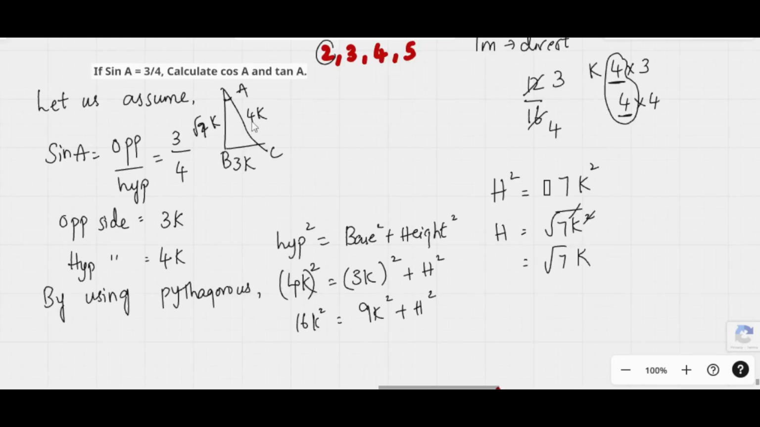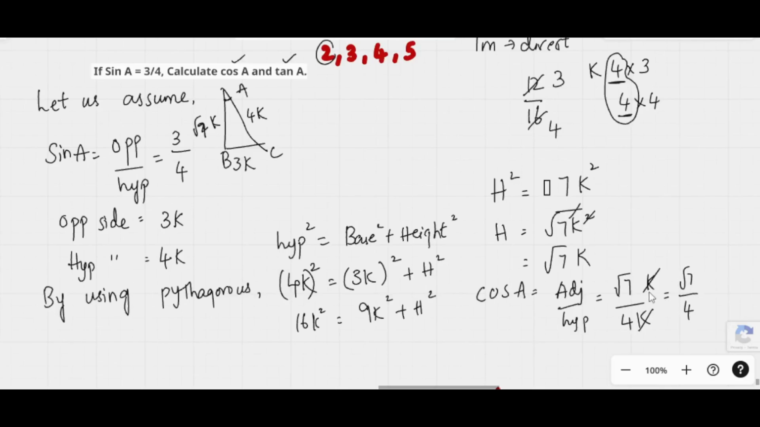Okay, now we know all the three sides and we have to find out cos A and tan A. Now cos A is equal to adjacent by hypotenuse. Adjacent is what here? For cos A, the adjacent will be root 7k, divided by 4k. So k cancels, root 7 by 4.